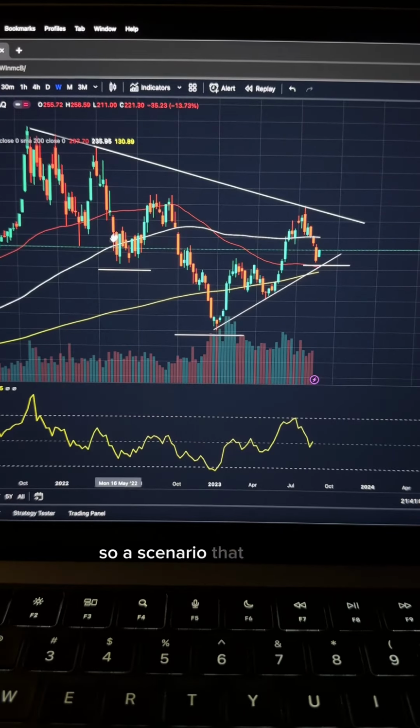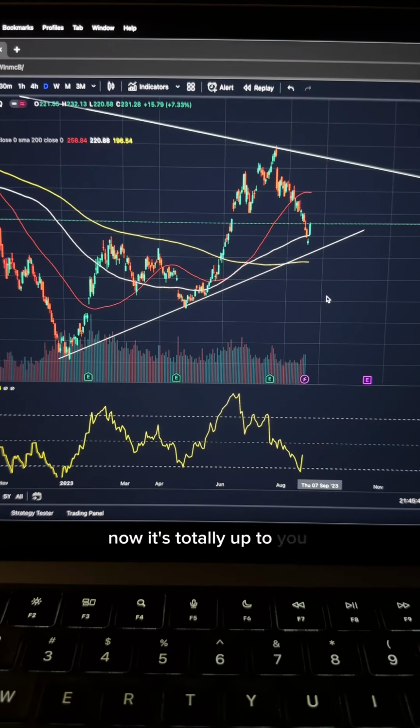So a scenario that I think is very likely to play out is if we hold this 200-week moving average around 195, 200, we can print the right shoulder of this inverse head and shoulders pattern and then break out of this downtrend that we have been in.